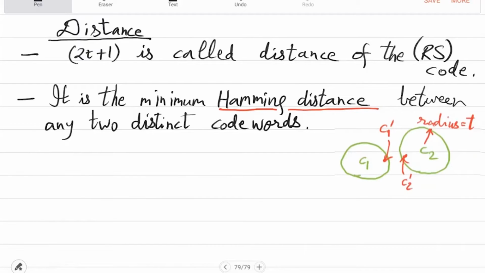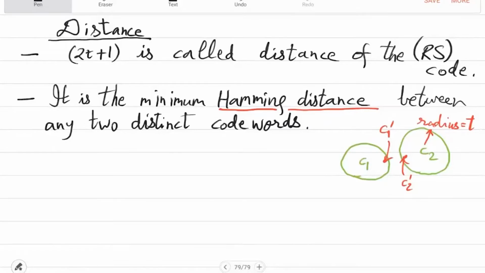That is called Hamming distance between C1, C2 in this alphabet, in the finite field alphabet, and over all the pairs of code words, pick the minimum. Minimize over all pairs of C1, C2, C1 different from C2, of course. So that is basically called the distance of a code.